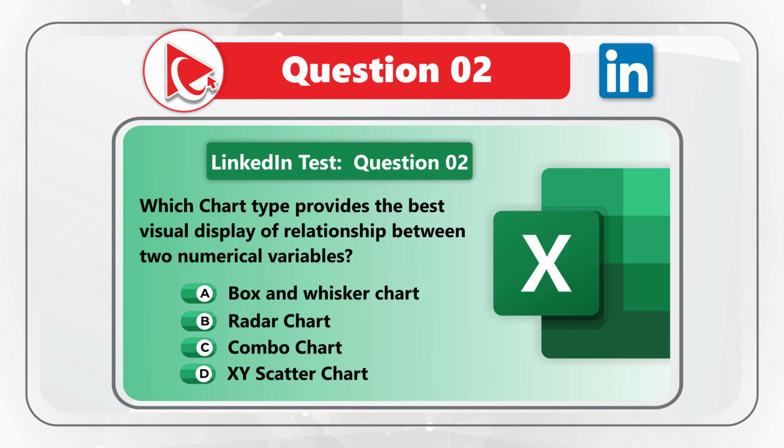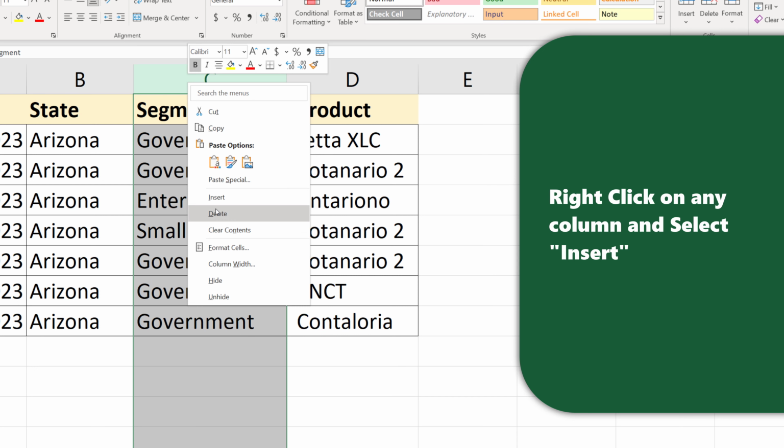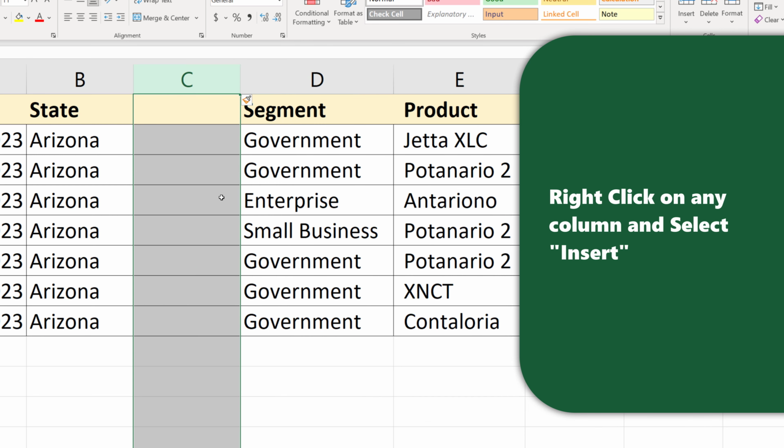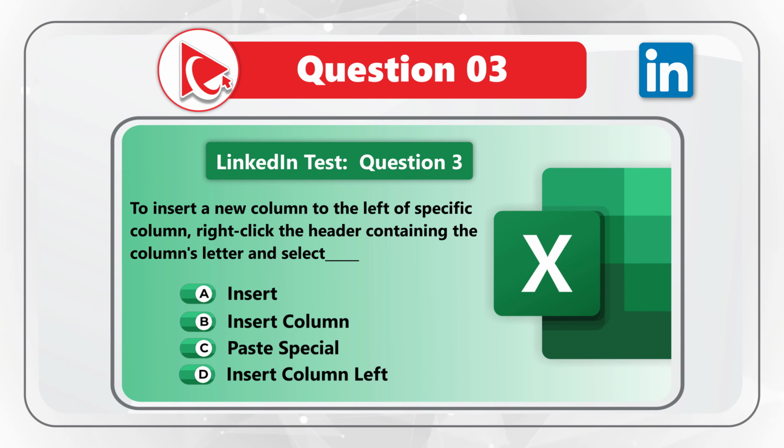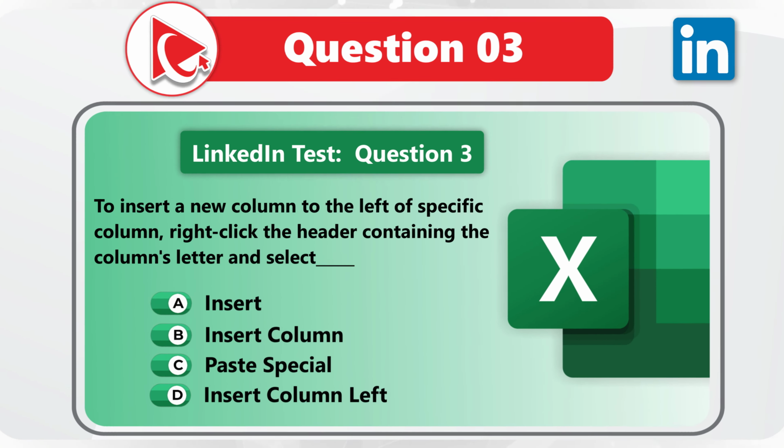To insert a new column to the left of column C, you need to select column C, right mouse click on column C, and then choose insert. That inserted a new column to the left of column C. Let's go back to the question. The tricky part here is that insert and insert column look very similar, but the correct choice here is insert.